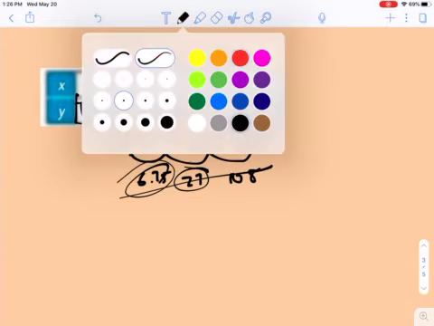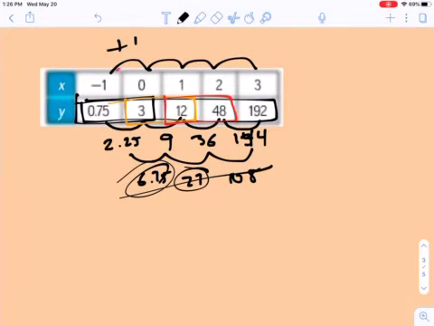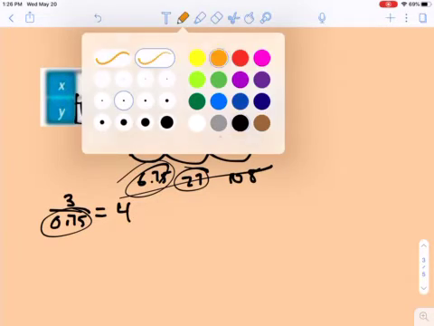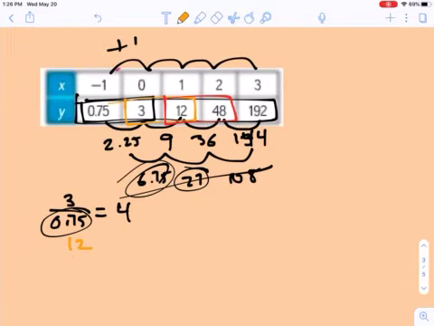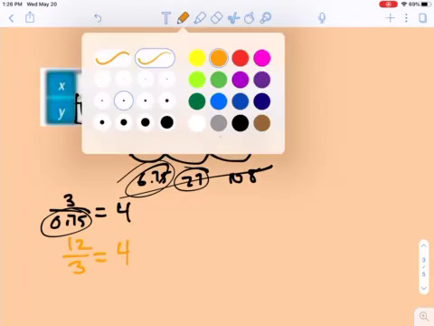So let's check our first one. So let's say we're going to do the top one to the bottom one, or the one to the right over the one to the left. So 3 over 0.75, how many times does 0.75 go into 3? Well, it goes in 4 times. All right, so your ratio for that is 4. And then if we look at the next one, all right, so we go 12 over 3. Well, that's 4. So this is looking pretty good so far.